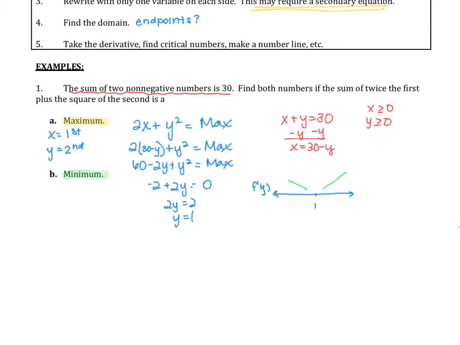So here's the problem. I'm right now trying to find a maximum. And what do I see about 1? It's a minimum. So what else can I consider? What else have I not thought about?